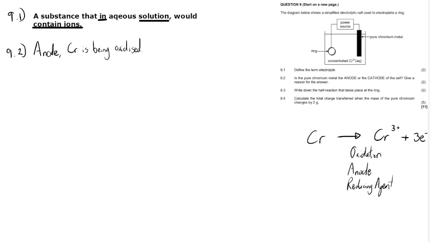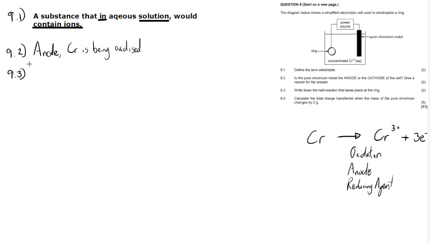All right. Our new definition of anodes and cathodes is that the anode is where the oxidation takes place, and cathode is where reduction takes place. And so this should be enough for 2 marks. We've got anode for an answer, and chromium is being oxidized for the reason.